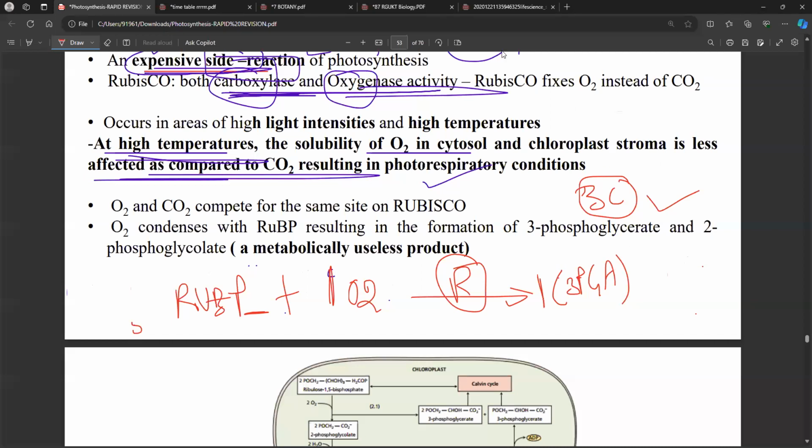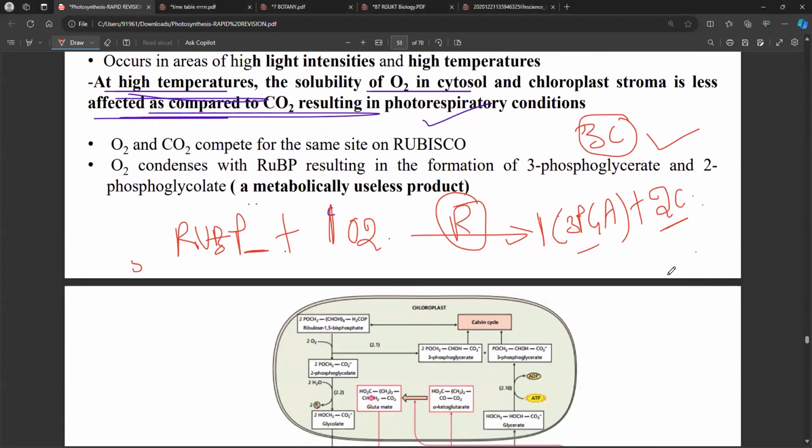How many carbons are left out? Every one of you, quickly. All of you, how many carbons are left out? 2 carbons are left out. Yes or no? 2 carbons are left out. My friends, so we have one 3PGA and one 2 carbon containing compound. You know what we call this 2 carbon containing compound? We call it phosphoglycolate. Okay.